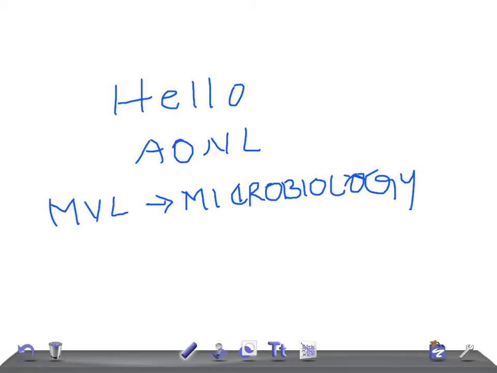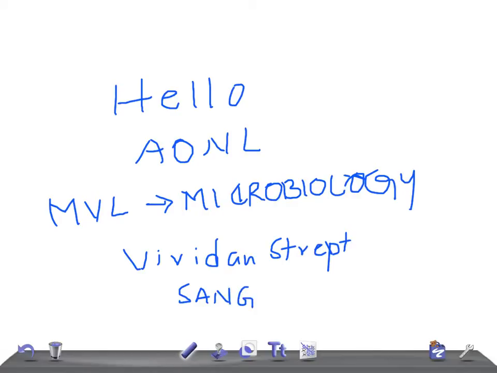That's Streptococci, Viridans streptococci. Okay, so which are two bacteria that come in this category? The Streptococcus sanguis and Streptococcus mutans. Right, excellent.